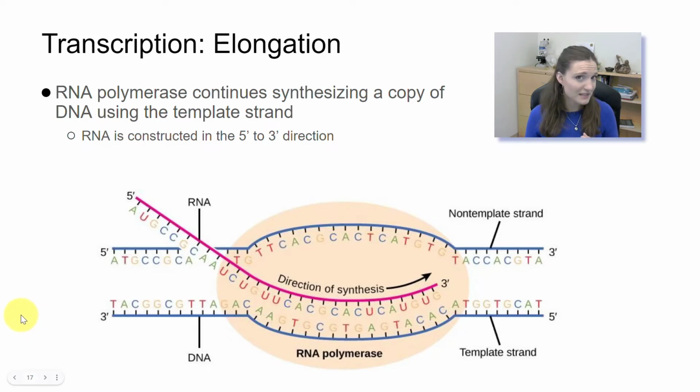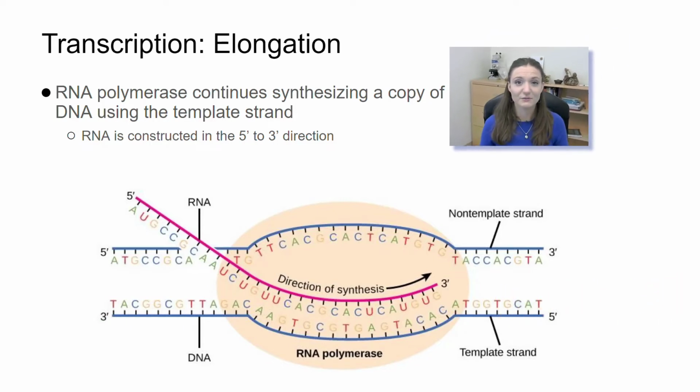RNA polymerase moves along DNA in the 3' to 5' direction. RNA polymerase can only move in one direction, so it starts at the 3' end and moves towards the 5' end of DNA. Like, holy crap, I forgot what that means. What does 3' and 5' mean? Hang on a sec, I got you.